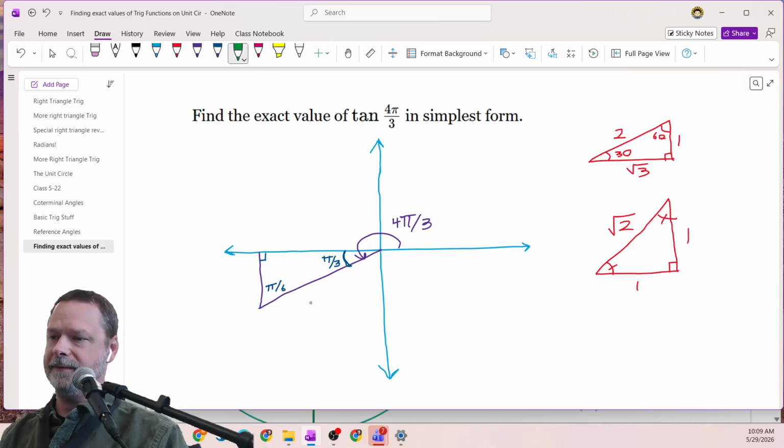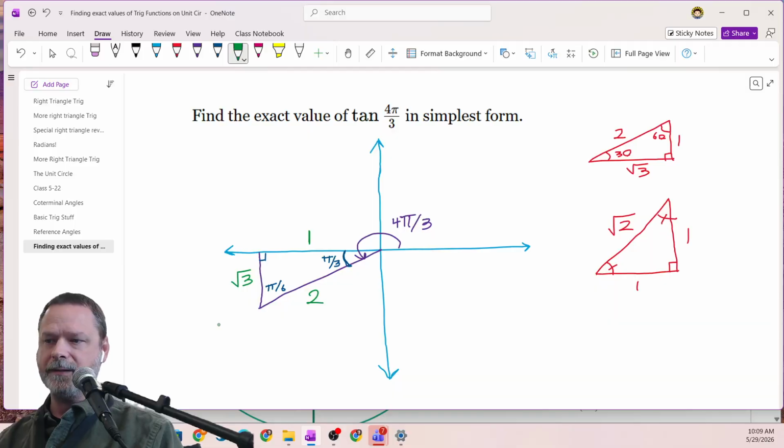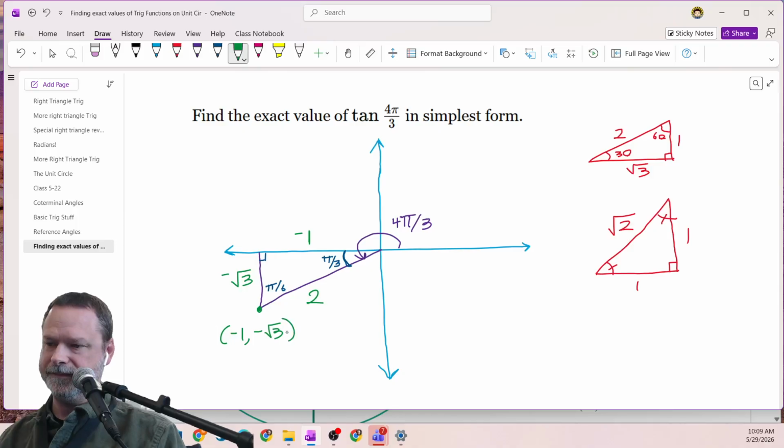In fact, my favorite one is, well, pi over 6 is my small angle. Opposite of that is 1. And then my radius is 2. And opposite of that is root 3. That's what I'm going to do. And not only that, if I was drawing this correctly, this would actually be -1 and negative root 3. The coordinates of this point would be -1, comma, negative root 3. And so I'm imagining that the lengths on this triangle are negative in this case, because I'm on the Cartesian plane here. I'm going to use these values.